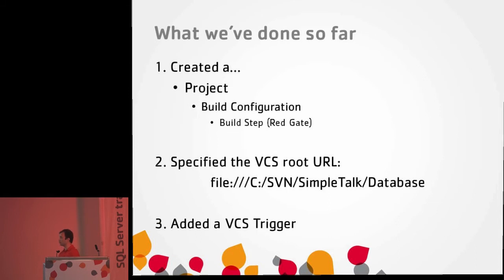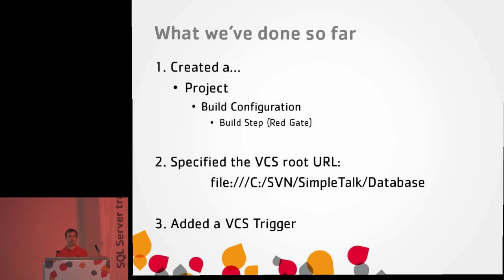So we've created a project in TeamCity. That's a container for one or more build configurations, and that's a container for one or more build steps, and we've just created one build step called Redgate. So it's a very, very simple setup. We've done all we need to do to TeamCity. We've set up TeamCity. That was it. And we're just playing around with the options in the Redgate TeamCity plugin to see what it can do.